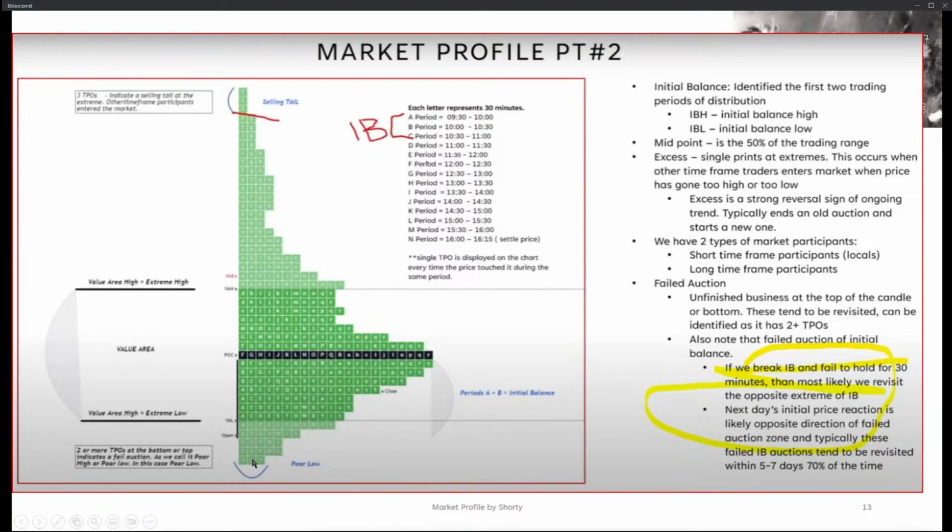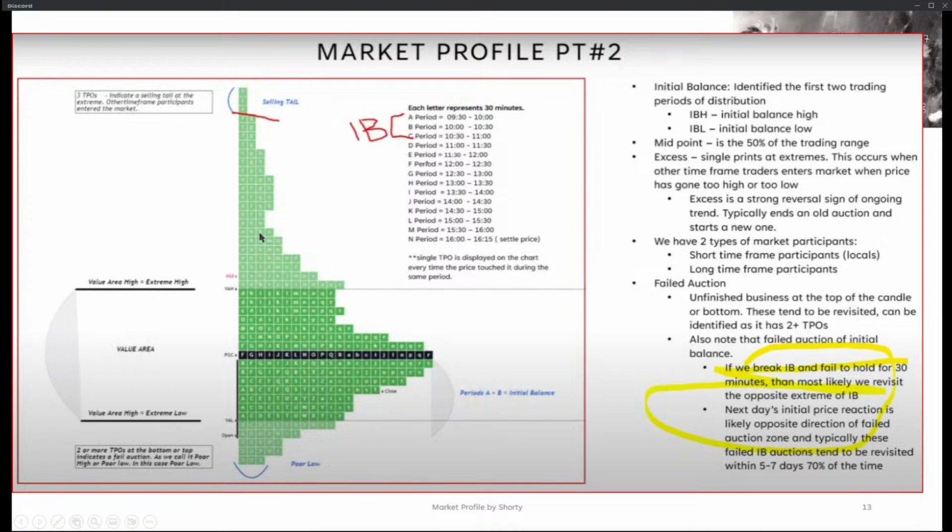And then on the bottom, in this example here, you have a really good example of a poor low. And what that indicates is that they were not able to get their differences together. And that means unfinished auction. Most likely they're going to revisit that and fix that, whether it's going to be an excess low or we're going to continue down, but there's unfinished business here. And there are setups to be played off of this, okay?